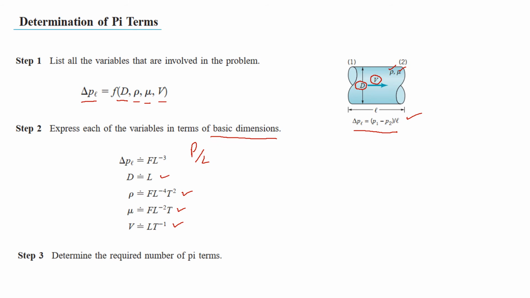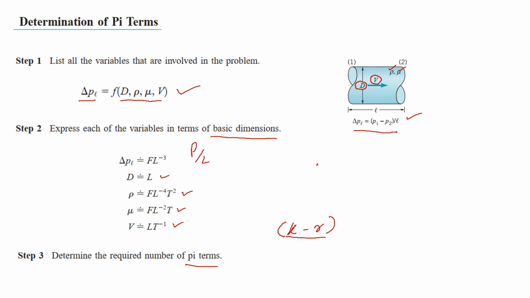In step 3, what we are going to do is determine the required number of pi terms, and that we are going to do by using the Buckingham Pi theorem, which is K minus R, which gives us the number of pi terms that are required. As you know, K is the number of variables that are involved in this problem, and the number of variables is 5 in this problem, including both the dependent and the independent variables. This is the dependent variable, and these 4 are the independent variables.